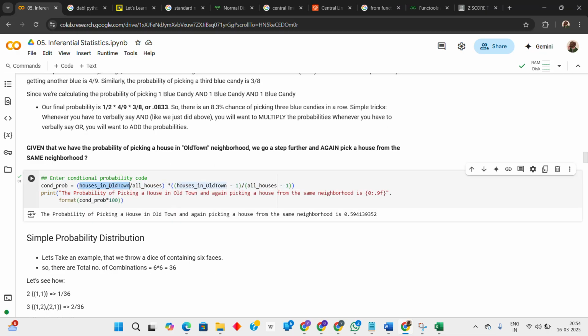Houses in Old Town divided by all houses. This is 7.73. Now we are multiplying with houses in Old Town minus 1 divided by all houses minus 1, because already one is taken. And we are clearly mentioning one we are doing and another one we are performing. So then multiplication is what we require.